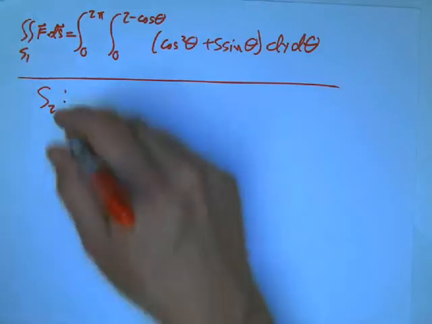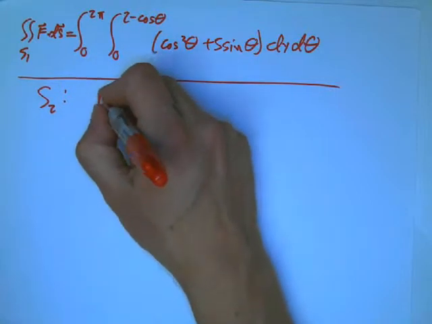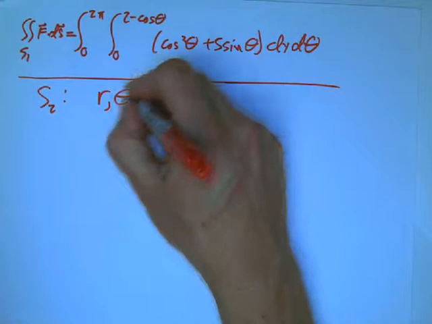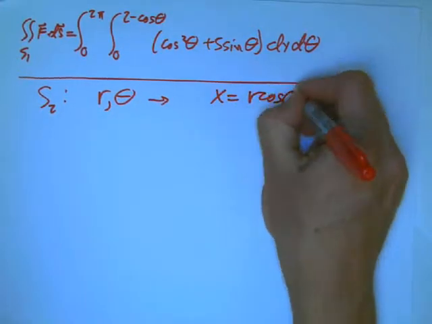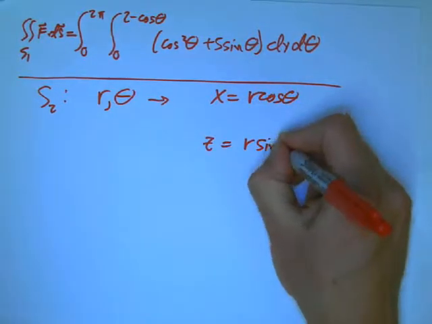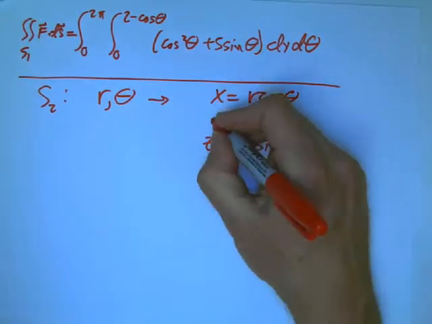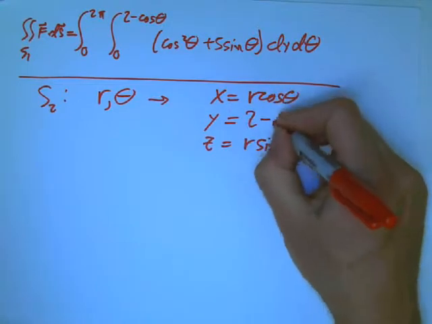Okay, so we're going to use parameters. Now r really is going to come into it, r and theta. X is going to be r cos theta. Now it really is there. I'm really sure this time. Z is r sine theta. And y is equal to 2 minus r cosine theta, because it's 2 minus x.